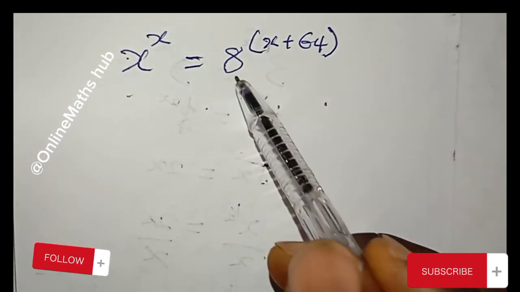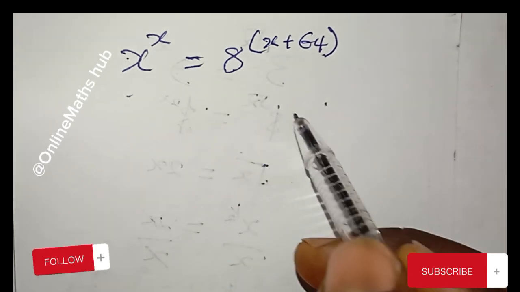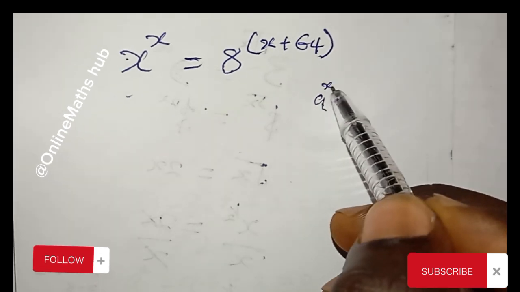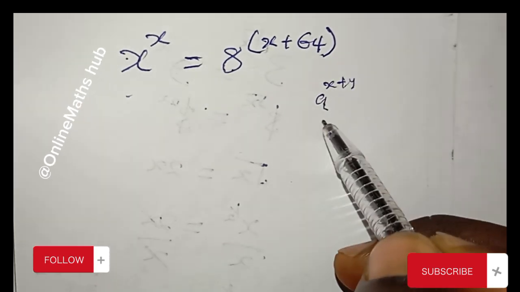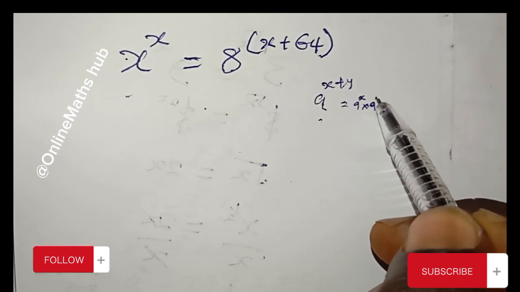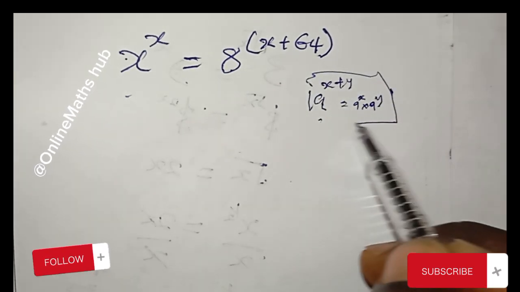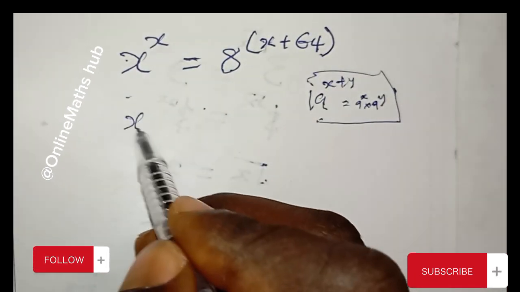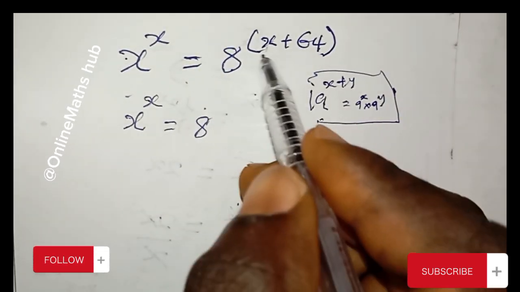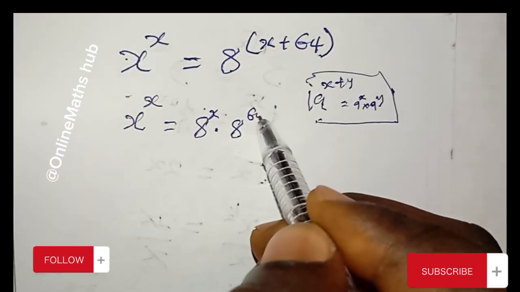So to solve this, I'm going to split this using the rule of indices, which basically says that if you have, let's say, a power x plus y, you can write this as a power x times a power y. So this is what I'm going to use to split the right hand side. If I do that, my left hand side, x power x, is now equal to 8 power x multiplied by 8 power 64.